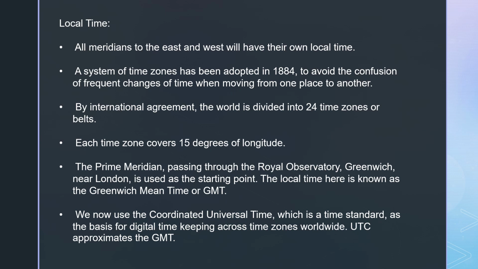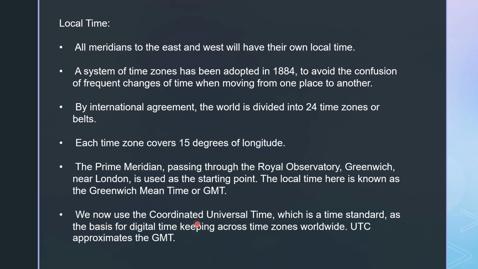A system of time zones was adopted in 1884 to avoid the confusion of frequent changes of time when moving from one place to another. By international agreement, the world is divided into 24 time zones or belts. Each time zone covers 15 degrees of longitude. The prime meridian, passing through the Royal Observatory Greenwich near London, is used as the starting point. The local time here is known as Greenwich Mean Time or GMT.